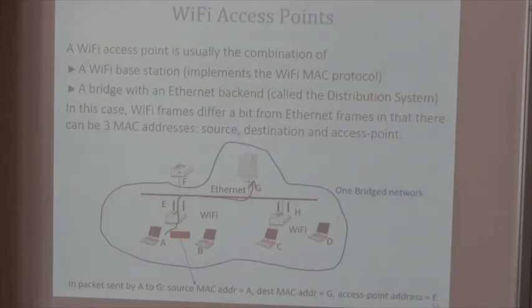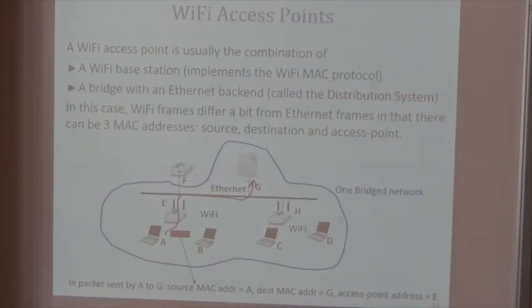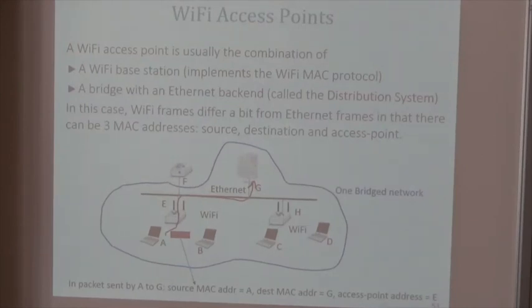Now, if A sends a packet to G, then they're in the same LAN from the IP viewpoint. They're in the same subnetwork, even though they are not in the same collision domain. There is Wi-Fi here, and all of this is one big bridged network. So what A should do is find the MAC address of G and send a packet that has destination address G here.